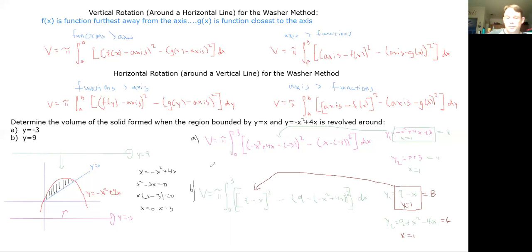All right, folks. So, recap. Find the disk. It's either going to be the function minus axis or axis minus function, and then you square it. Make sure there's always a pi on the outside of your integral. Now, when I do the washer method, that's basically taking two disk methods and subtracting them from each other. Make sure you do the bigger volume first, and then subtract the smaller volume from it.